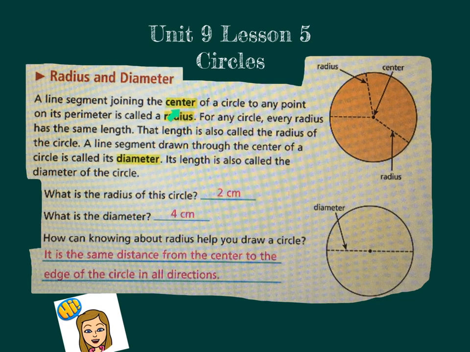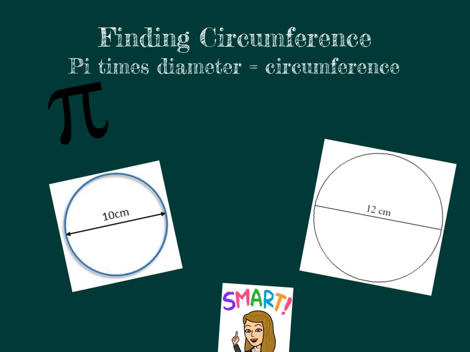So again, the important parts of a circle are the center point, the radius, which covers center point to any edge, and the diameter, which goes across the whole circle and goes through the center point. So now let's talk about how to find circumference.